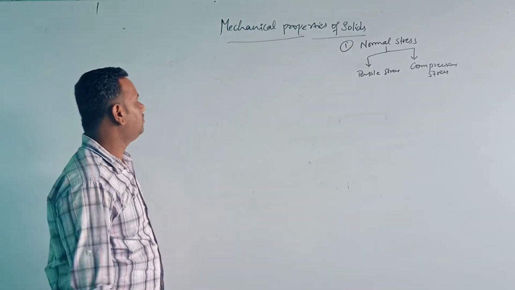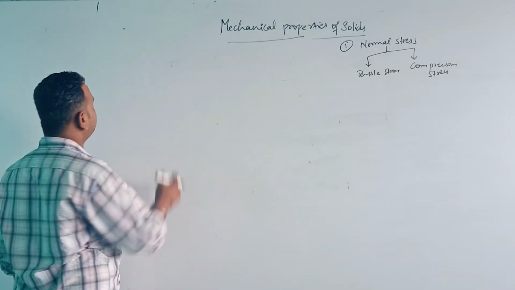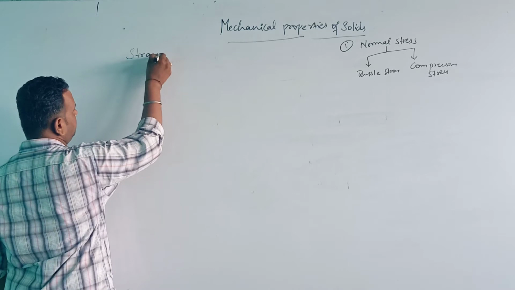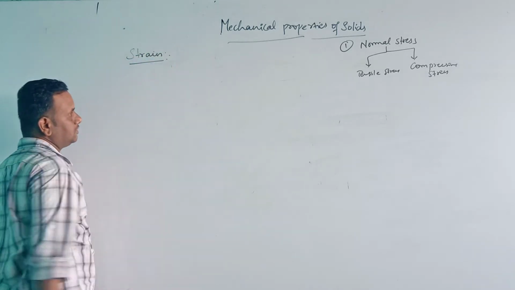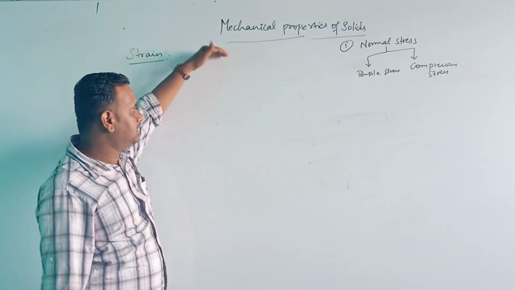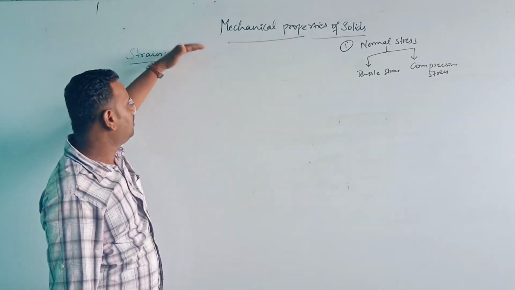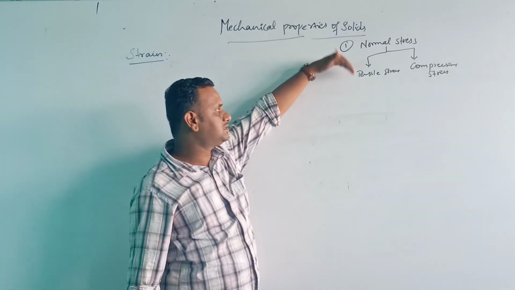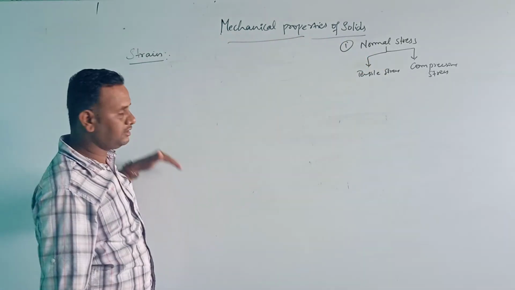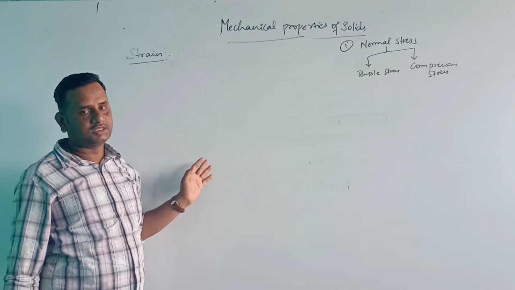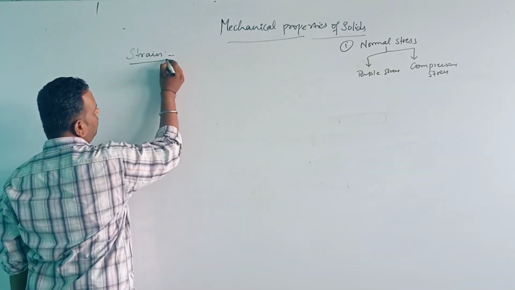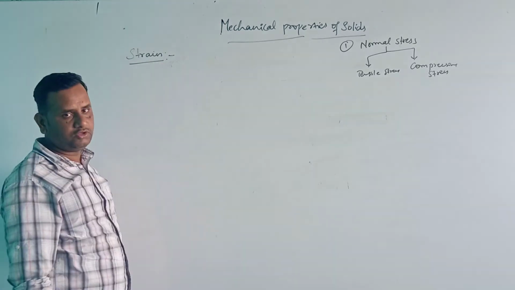So now let us move towards the next topic, which is called strain. Just now we discussed normal stress, tensile stress, compressive stress, tangent stress, and bulk stress. These are the types of stress. Now the next topic we are discussing is strain. What do you mean by this strain?